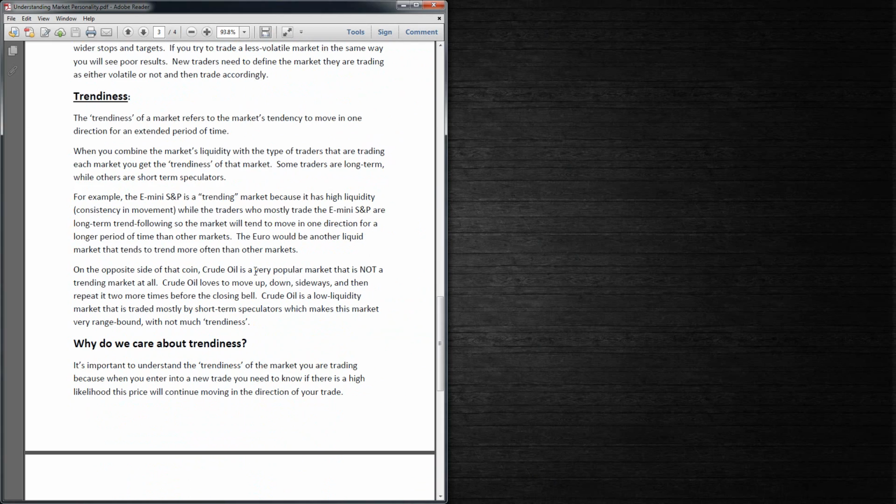The next part is trendiness. Trendiness is a market's tendency to move in one direction for any extended period of time. If you take the past year as an example, all of the indices have been on pretty much a parabolic vertical tear. They really haven't stopped going up. That's the part of trendiness that you want to consider.